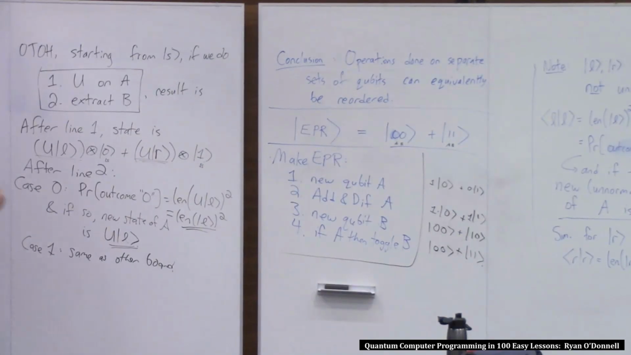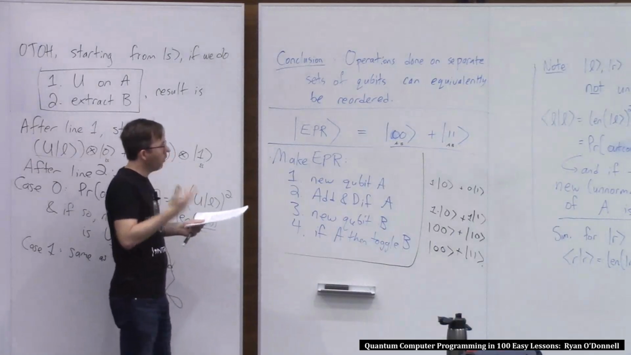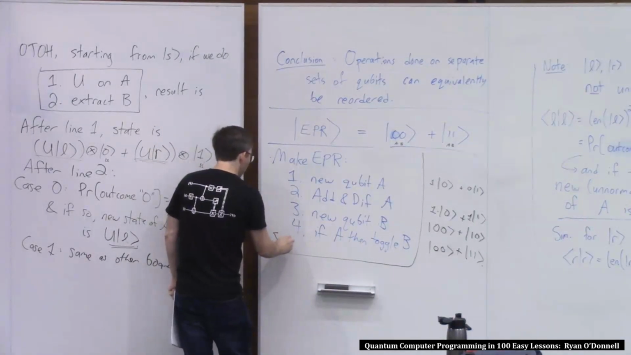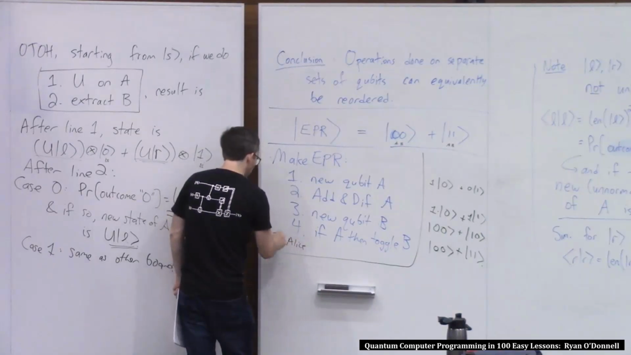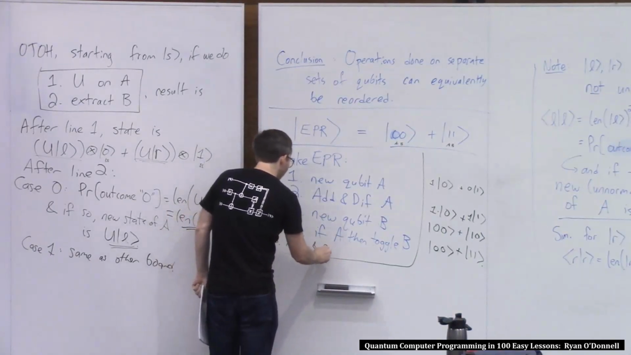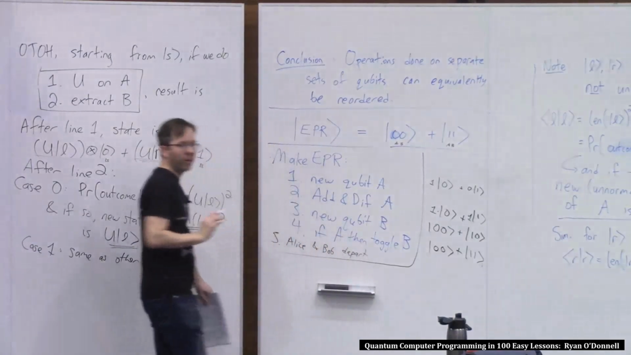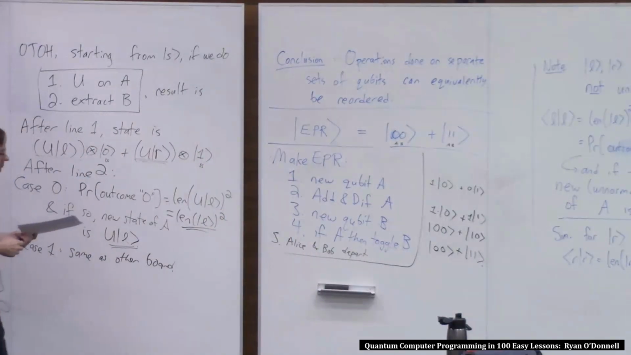But just for the mental excitement of it all, you should imagine, maybe step 5, Alice and Bob depart from each other, and they keep the qubits that they owned. So this is possible if they're careful.